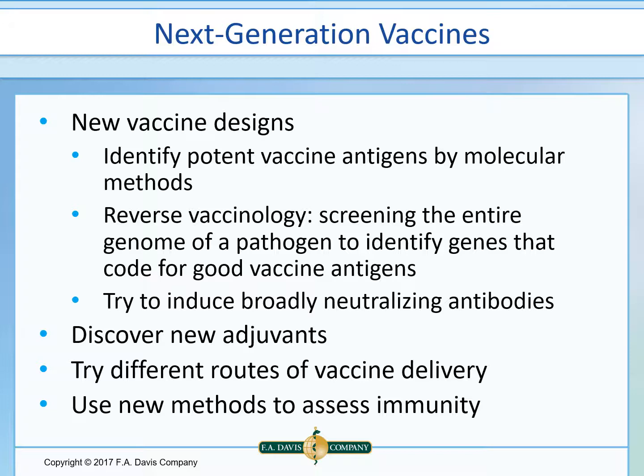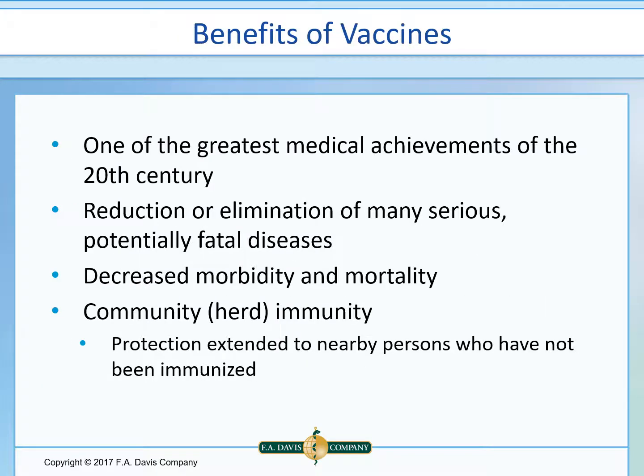Finally, in order to evaluate the effectiveness of a vaccine, more sophisticated methods are also needed to assess the immune response. Antibody titers have traditionally been used as indicators of vaccine-induced immunity, but by using techniques such as DNA microarray analysis, multiplex flow cytometry, and intracellular staining, the phenotype and activation status of individual cells of the immune system can be analyzed. Vaccines have been cited as one of the 20th century's greatest medical achievements.